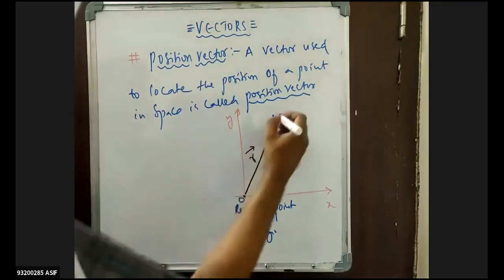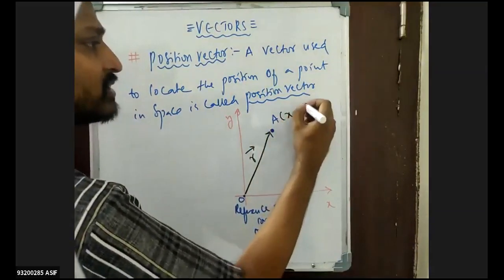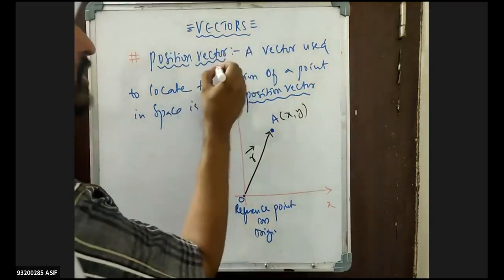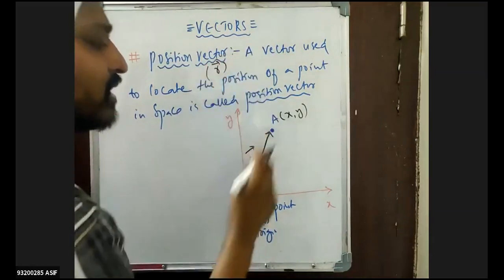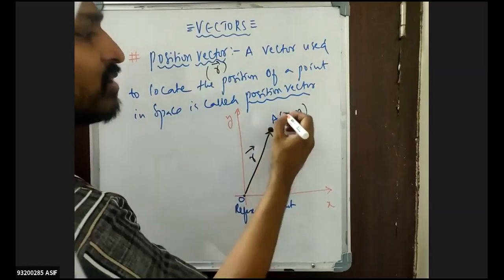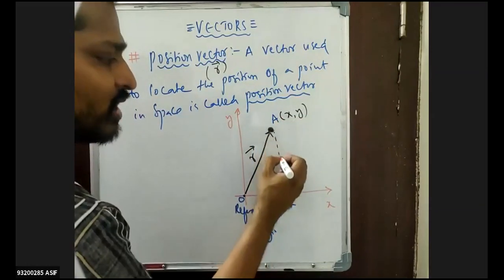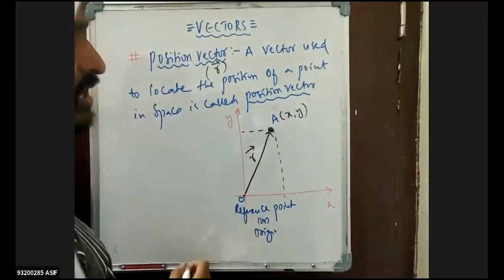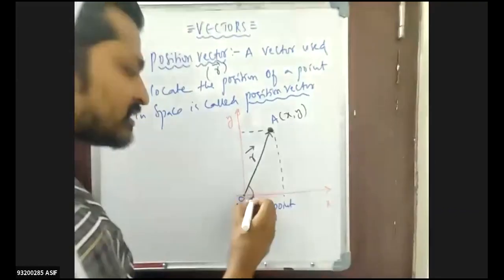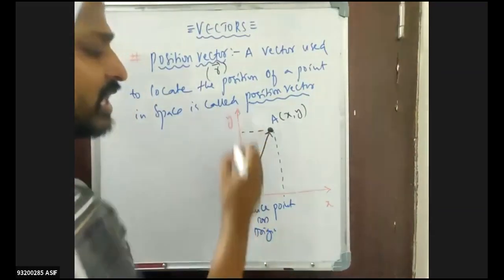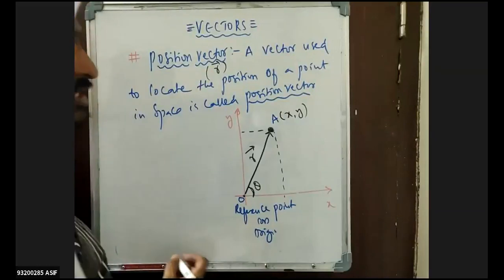That means for a point P in the coordinates x comma y, the position vector is represented by R bar. This point P or point A, whatever I am taking, has a coordinate along the x-axis and along the y-axis. And if it makes some angle theta, I can resolve the vector along the x-axis and along the y-axis.